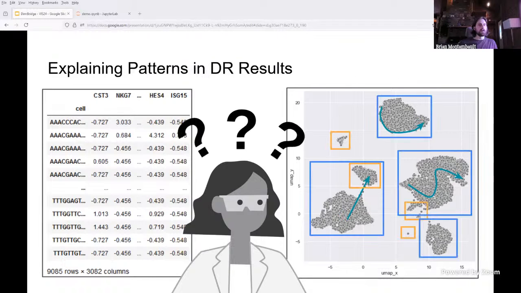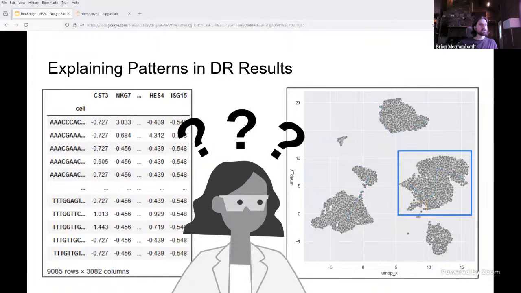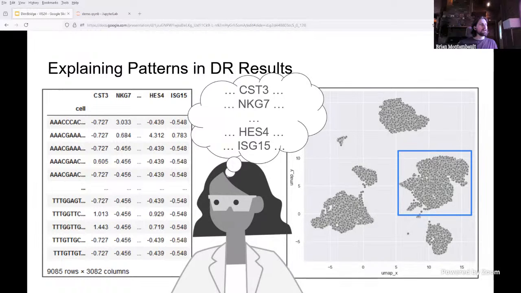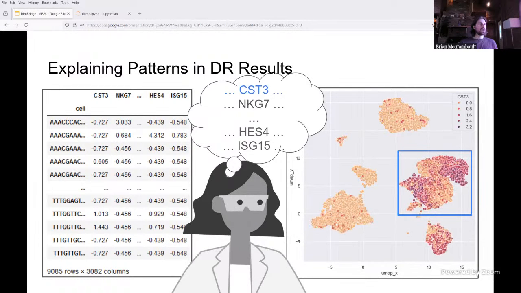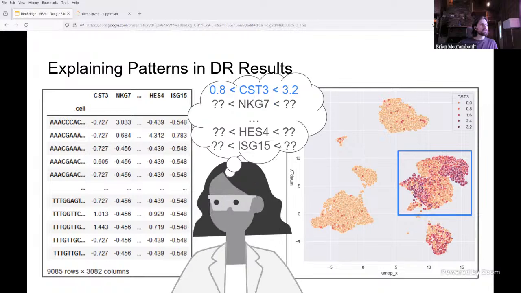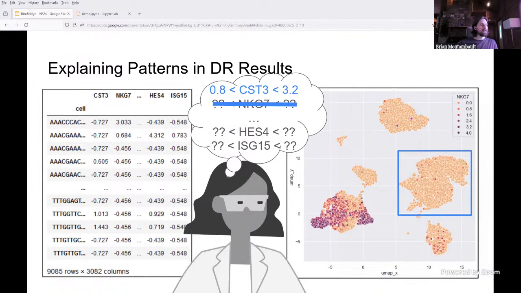But you're left wondering, what do these patterns actually tell us about relationships between genes? For example, how do we explain this cluster in terms of the original dimensions? We could try mapping one of the original dimensions to our DR visualization, and we notice that our cluster is characterized by the CST3 gene within a higher range compared to the rest of the cells. But if we try this for all dimensions, we might find that most are not relevant to our cluster.